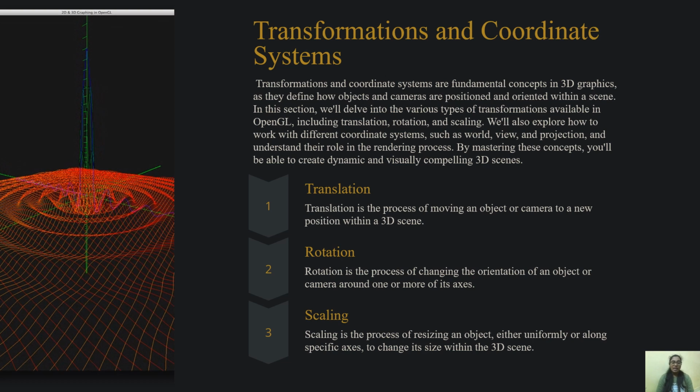The first one is translation, which is a process of moving an object or a camera to a new position within a three-dimensional scene. The second one is rotation, which is a process of changing the orientation of an object or camera around one or more of its axes. The third one is scaling, which is a process of resizing an object, either uniformly or along a specific axis, to change its size within the three-dimensional scene.